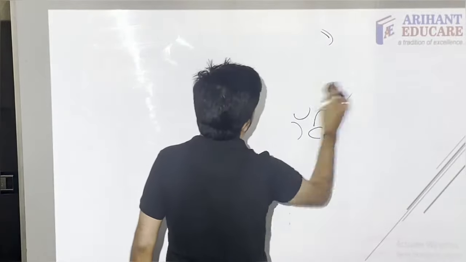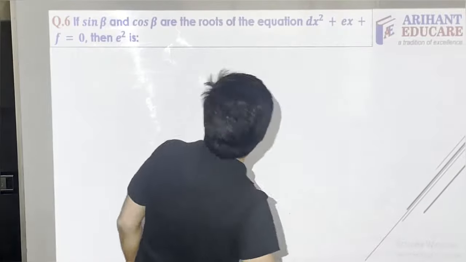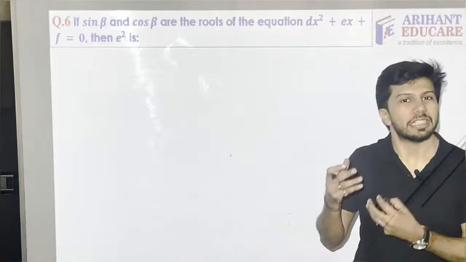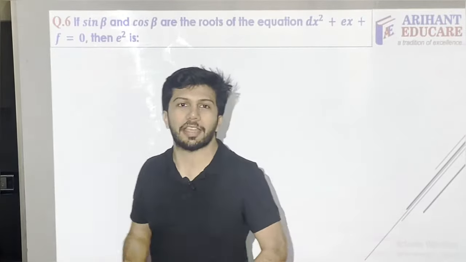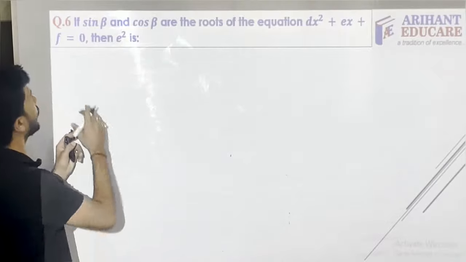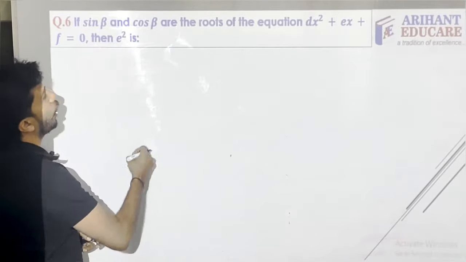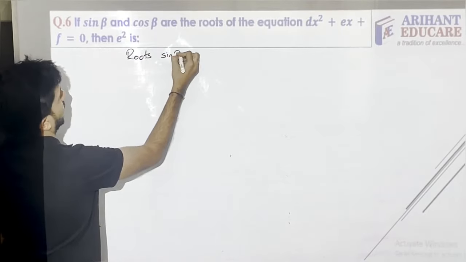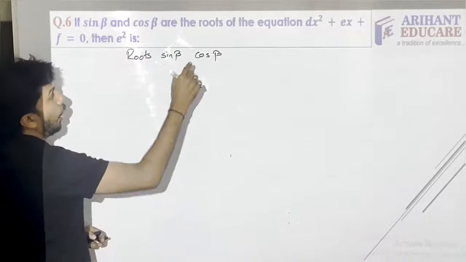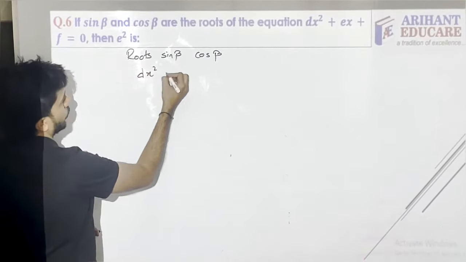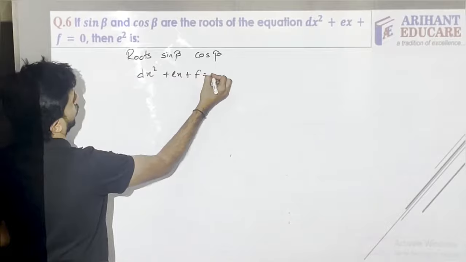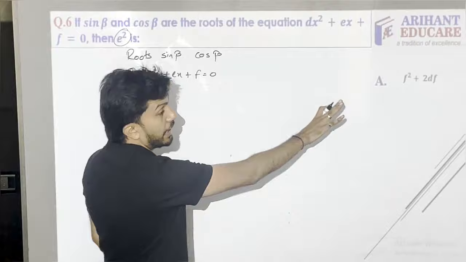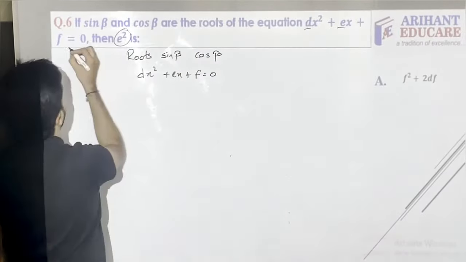Let's see what we have over here. So looking at the question, if sin beta, oh sir, trigonometry here too. We have to deal with trigonometry in every chapter. So let's understand what the question is about. If sin beta and cos beta are the roots of the equation dx square plus ex plus f equals to 0, then e square is, okay, the options are in terms of the coefficients itself.